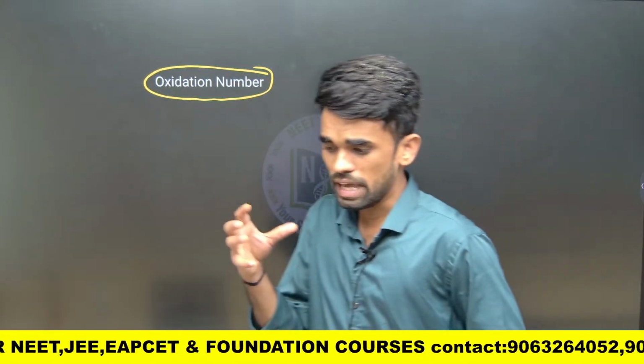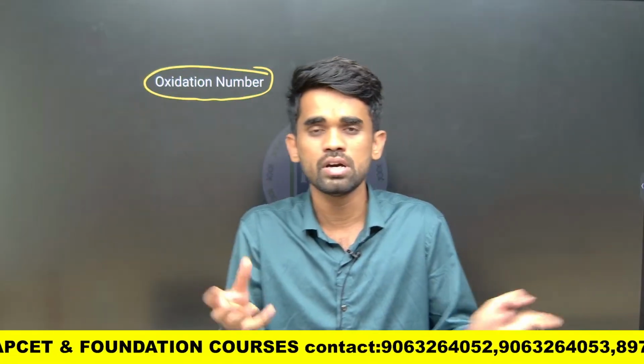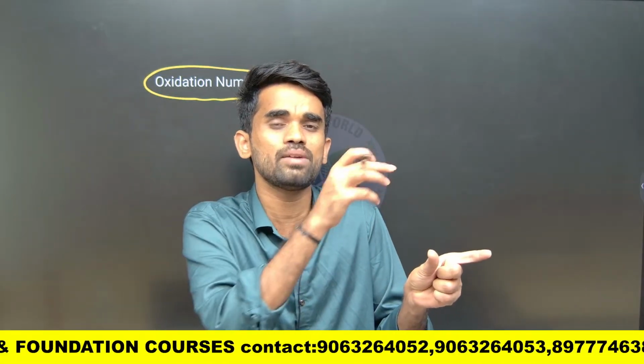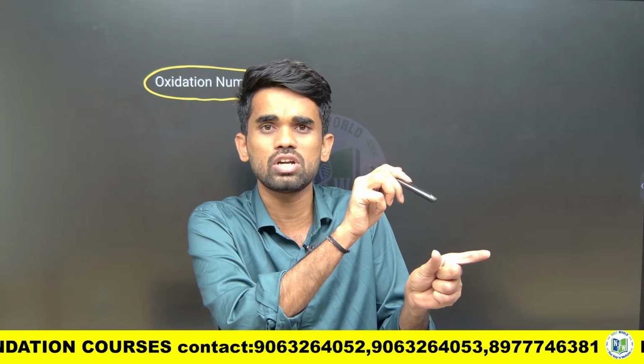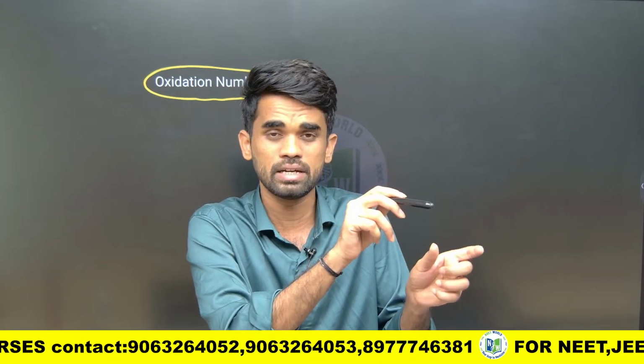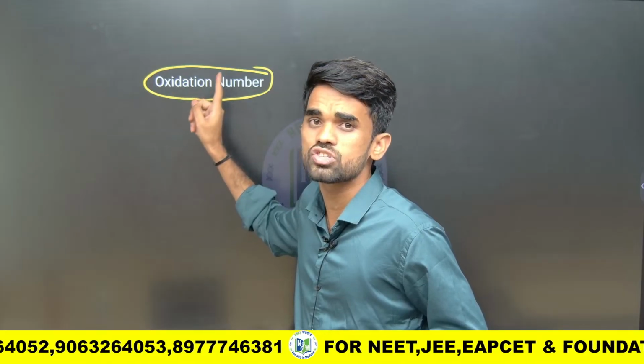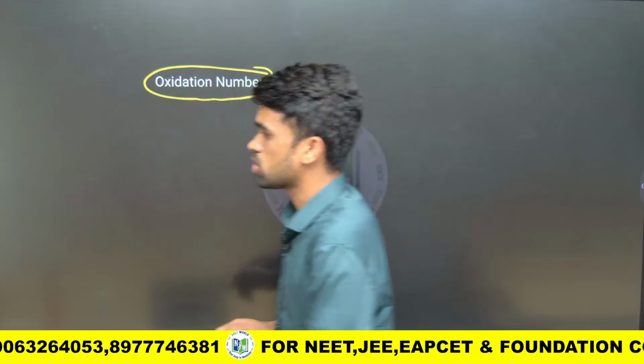So now when an element combines with other elements to form a compound, how many electrons are gained or lost by that element in that molecule, we need to understand now. For that we express it in terms of its oxidation number. So what is this oxidation number?